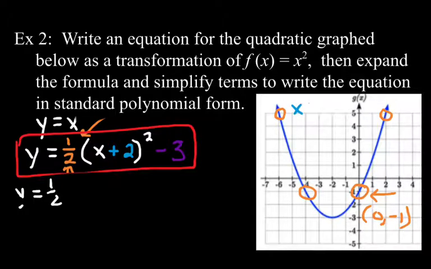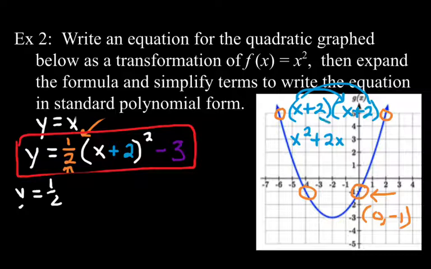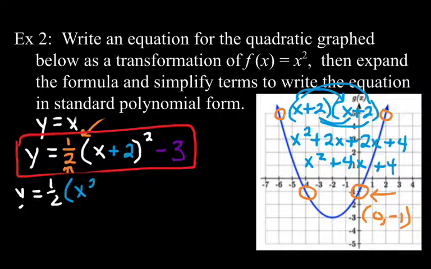x plus 2 squared means x plus 2 times x plus 2. And we distribute. So x times x is x squared. x times 2 is 2x. Then 2 times x is 2x again. And 2 times 2 is 4. So if we put that all together, we have x squared plus 4x plus 4. So that is the stuff that's in the parentheses here: x squared plus 4x plus 4. And then we're just going to copy down the minus 3 at the end.